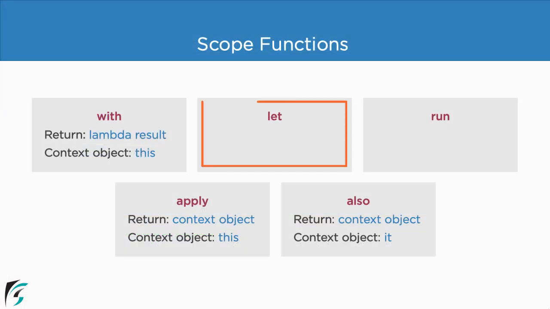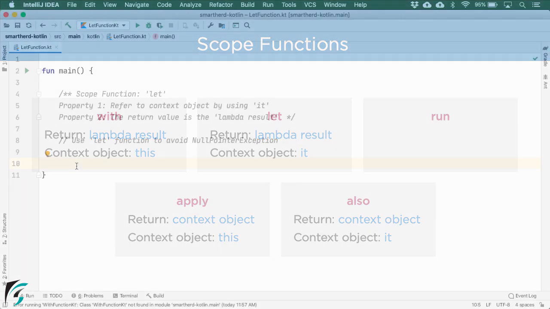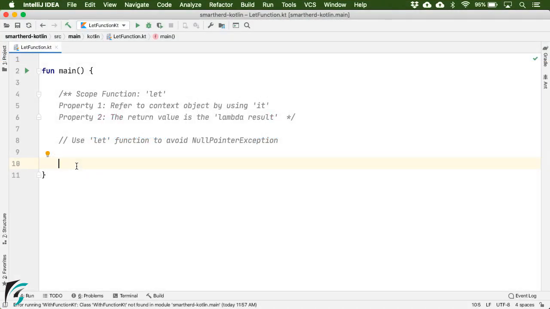Moving forward, we have the let function. Well, the let function returns the lambda result, and you can refer to the context object by using the it identifier. Let's understand it better in a program. Now the let function has a lot of applications, but I am going to show you the most important usage of this function. Generally, we use the let function to avoid null pointer exception, which is a nightmare for most developers across the world. Let's see how.